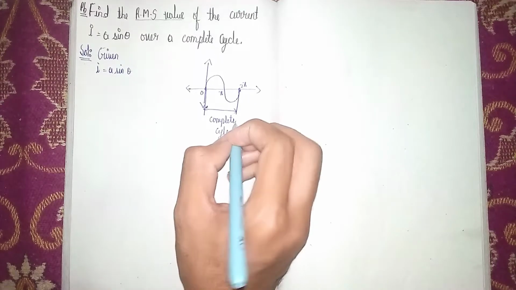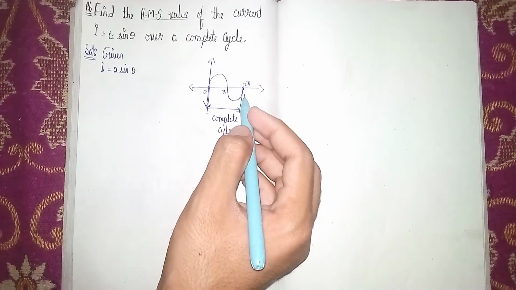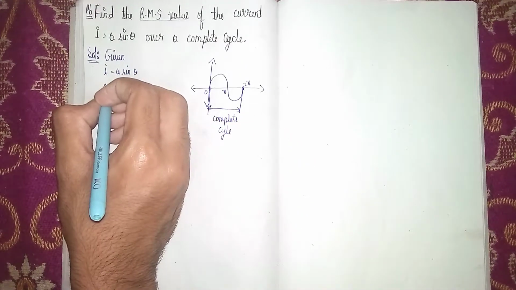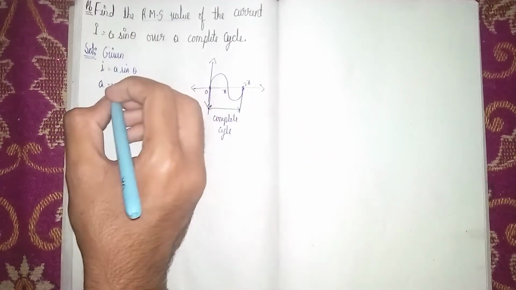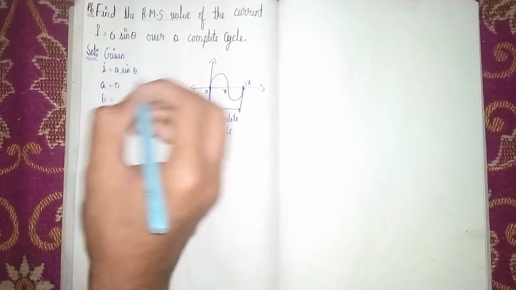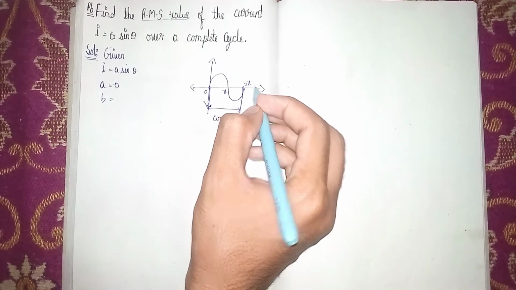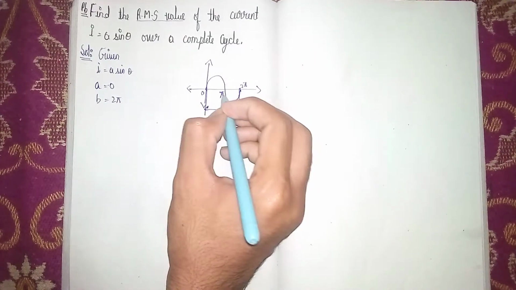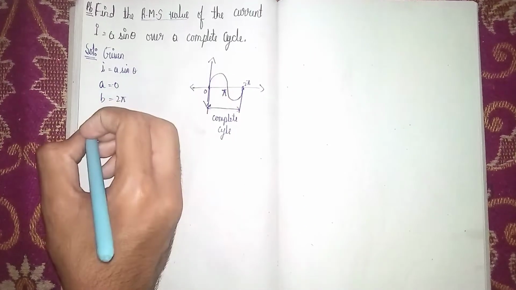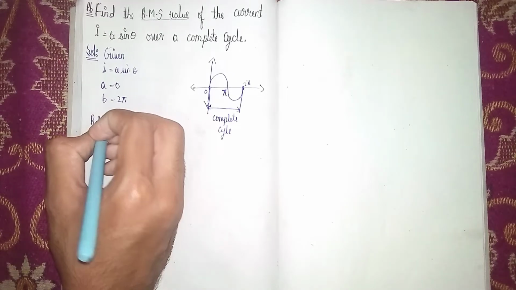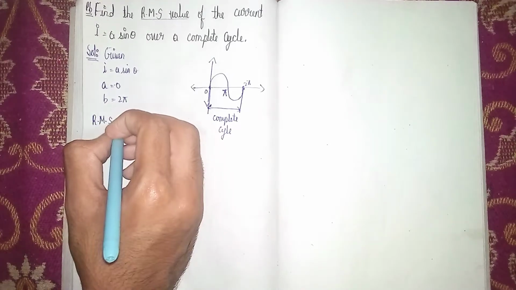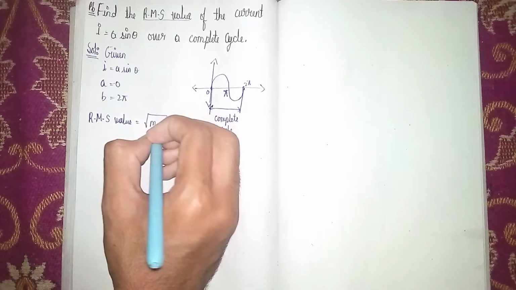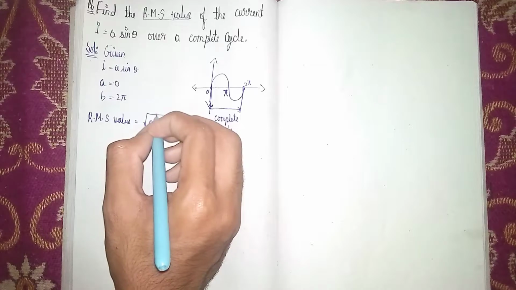Now we have to find the limits also. So the limits are a = 0 and b = complete cycle, which means we are taking 2 pi. Now the root mean square value is equal to the square root of the mean square value. We can find the mean square value first, after that we have to take the square root.